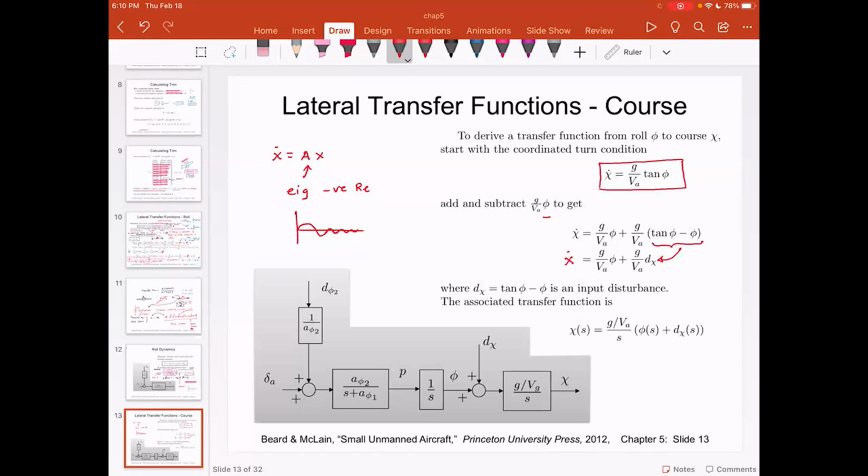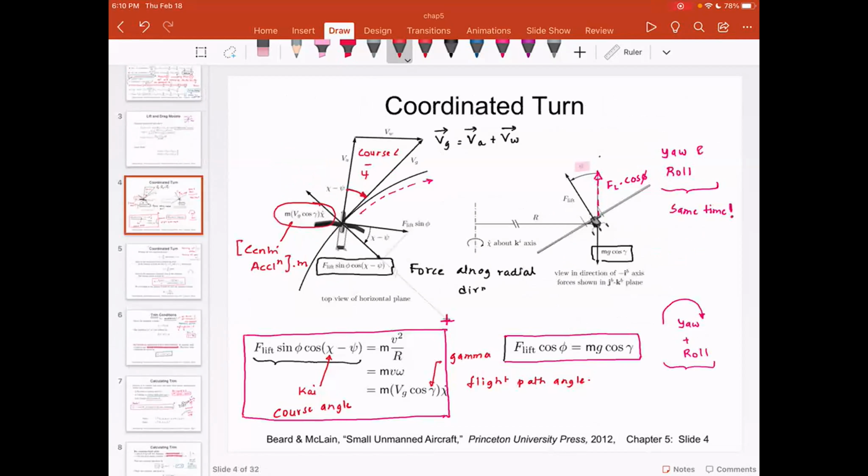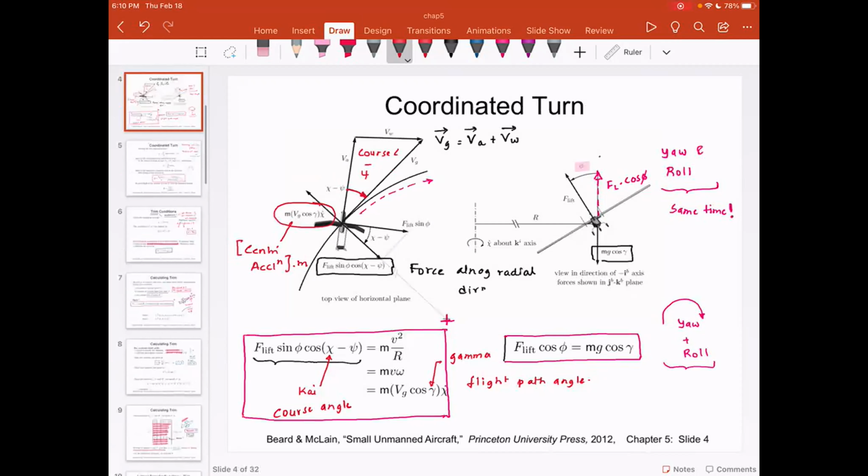So once again, please understand the initial equation for the coordinated turn is chi dot is equal to g over Va tan phi, where g is the gravity, Va is the airspeed, phi is the roll angle, and chi dot is nothing but the rate of change of course angle. And if you are really looking at this, to remind ourselves, this is the coordinated turn that we are looking at. So if you have any questions about terminology, just take a look at the coordinated turn slide.